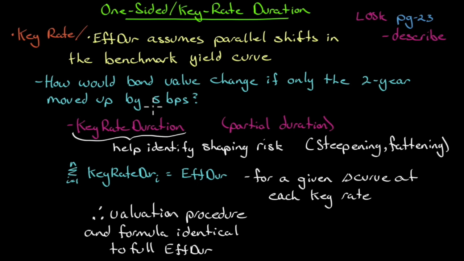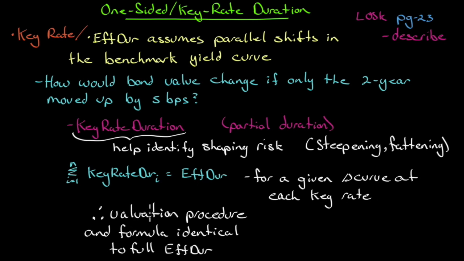That's a valid question. So we use something called key rate duration or partial duration. We'll see why it's called partial duration in a second here. Key rate duration helps identify shaping risks, steepening and flattening. If we take all of our key rates along the yield curve, calculate a key rate duration for every single rate and add them up, we get effective duration. That's why it's called partial duration: if you add them all up, you will get effective duration for a given change in the curve at each key rate.